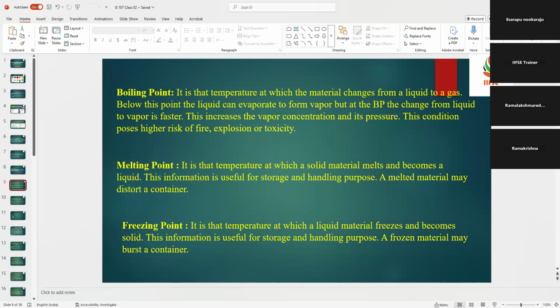Then freezing point. It is again the same idea, at negative or low temperatures. I'm taking water as an example for easy understanding. Liquids will convert into a solid or frozen state. It is the temperature at which a liquid freezes and becomes solid. This information is useful for storage and handling purposes. Frozen materials may burst the container. Sometimes it happens.